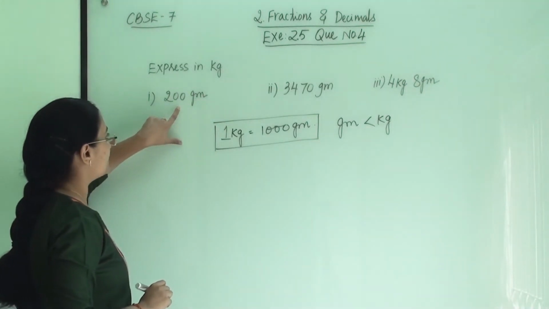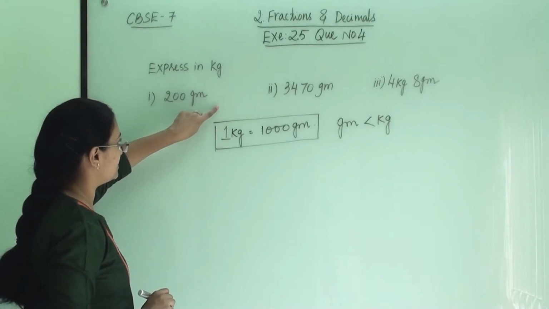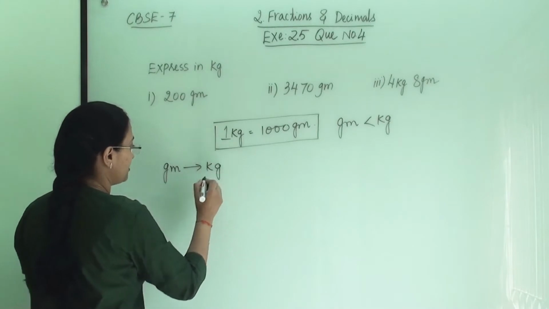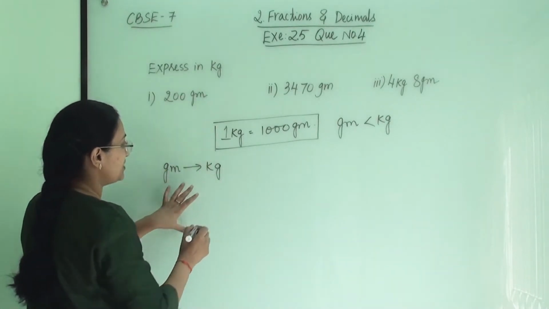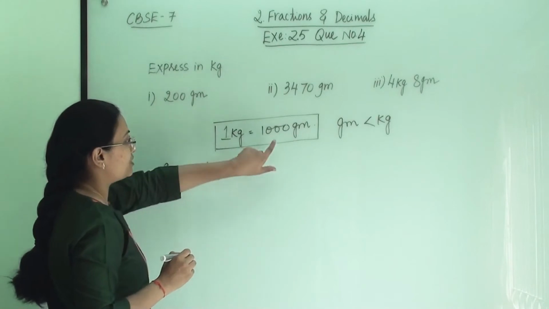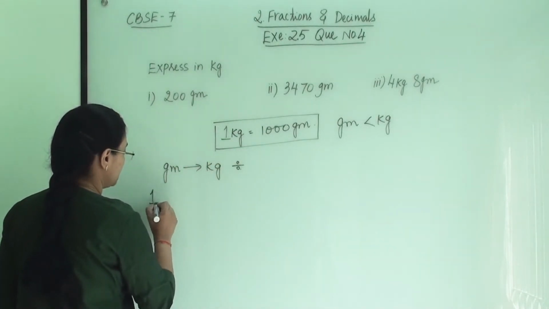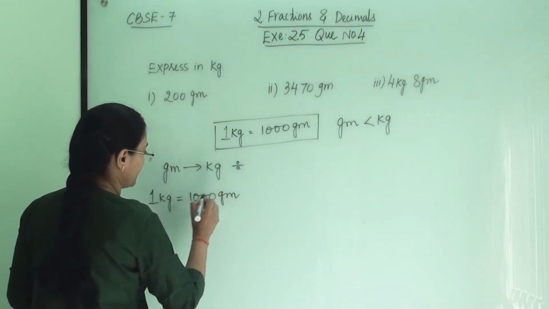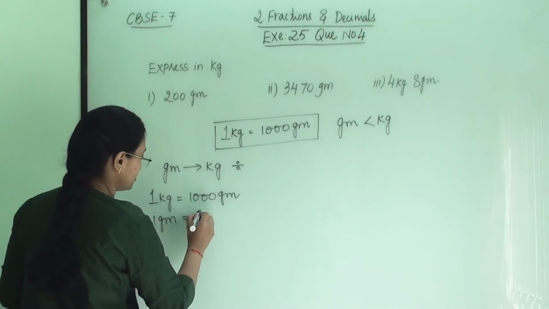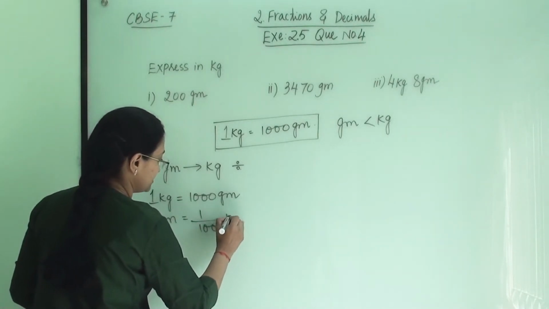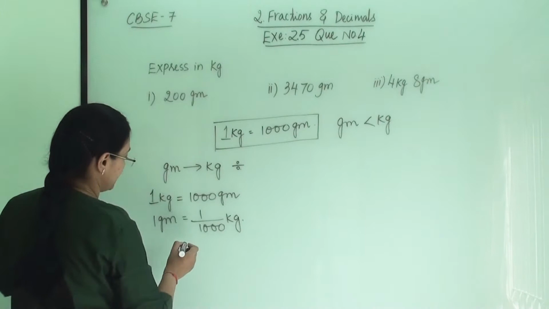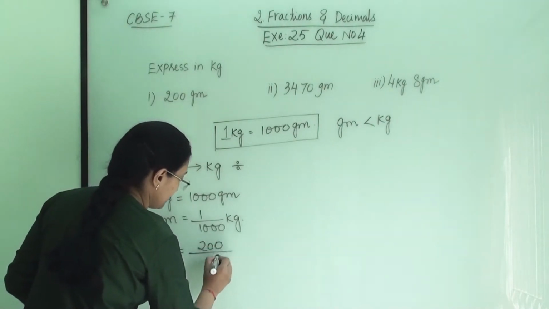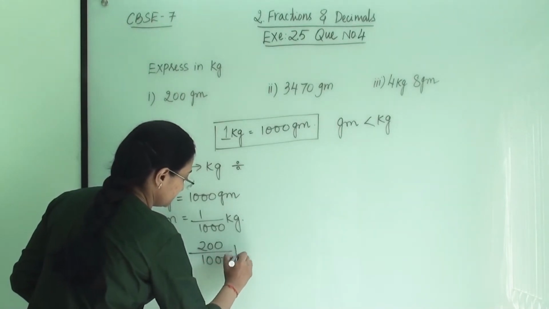Now the first is 200 gram and we have to convert it into kg. When we are converting gram into kg, we are going from a smaller unit to a bigger unit, so we have to divide by 1000. Let us write here that 1 kg equals 1000 gram, so 1 gram equals 1 divided by 1000 kg. Now we have 200 gram, so that equals 200 divided by 1000 kg.